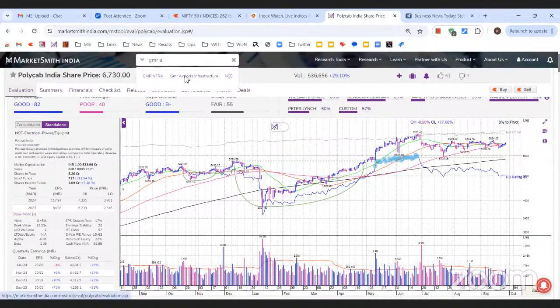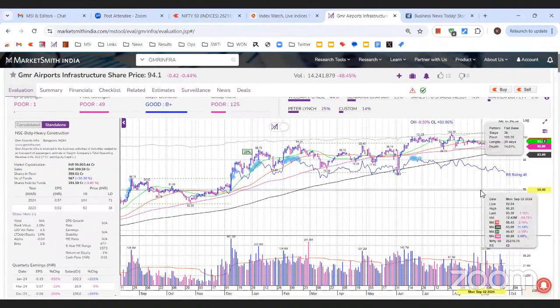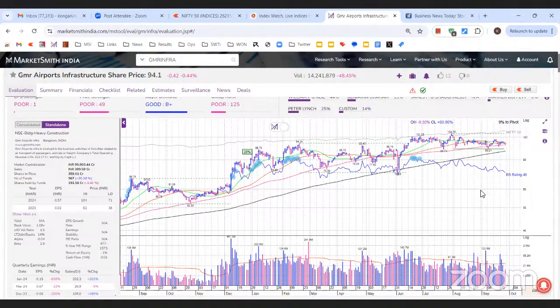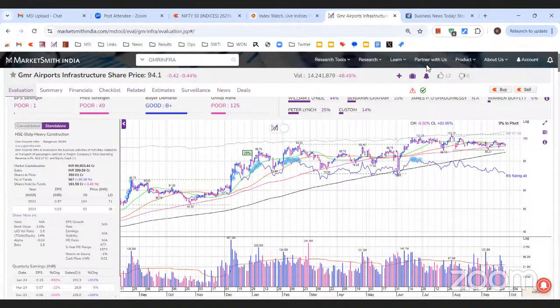The next we can do is GMR, GMR Infrastructure. Like most infra stocks, even this one is consolidating at this moment after a good run. The main issue with the stock is the EPS trend, poor at one. I mean, the worst trading profile for any stock from a CANSLIM perspective. So that is a big no-no at this moment.